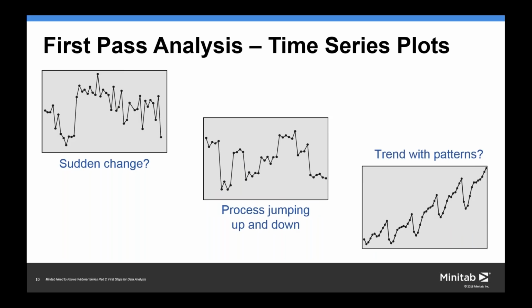Now, for time series plots, where we're looking for changes over time, they can really help us spot things like sudden changes, as shown on the left here, where the process increased, or jumping up and down, where the process is stable and then shifts, and stable and then shifts, like in the middle, or perhaps where we've got trends over time, an upward trend, or maybe even patterns within that, as shown on the right. Okay, that's the theory, or some of the theory. Now let's take a look at some examples in Minitab.